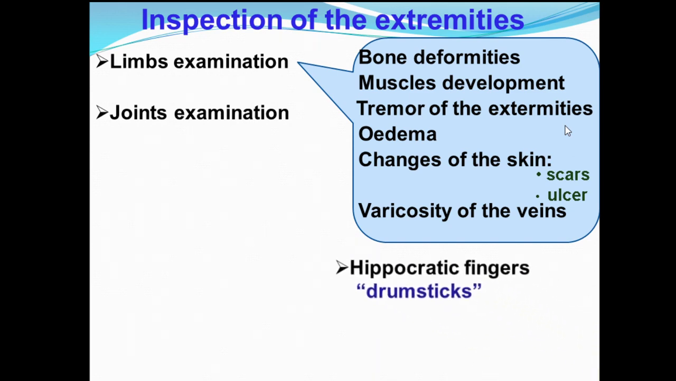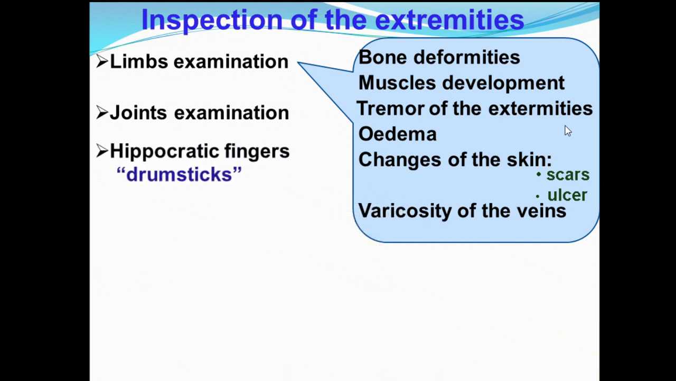Joints examination includes information about the visible changes and assessment of ability to movement, because from the condition of joints depends our movement activity. We'll pay attention to the fingers of the patient to reveal specific Hippocratic or drumstick fingers.